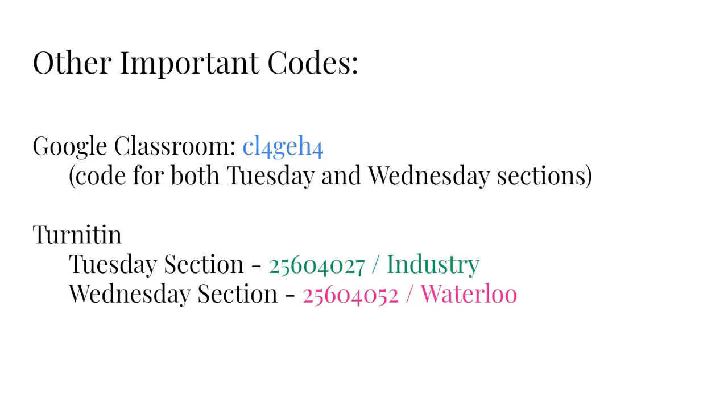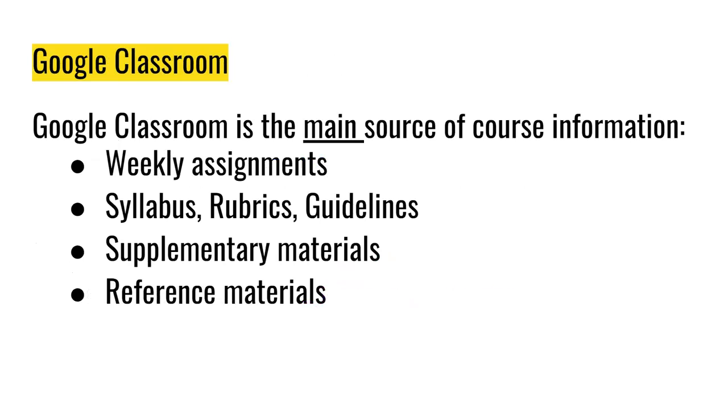The Tuesday section, or the college prep section, you see class code plus the password, and below that, for the Wednesday or general section. Getting back to Google Classroom, it will be the main source of course information. Your weekly assignments will be on there, plus a lot of information that will be of important reference to you and your parents. For example, the syllabus and the rubrics, other guidelines, other information you might need to know, supplementary historical sources, and other references.